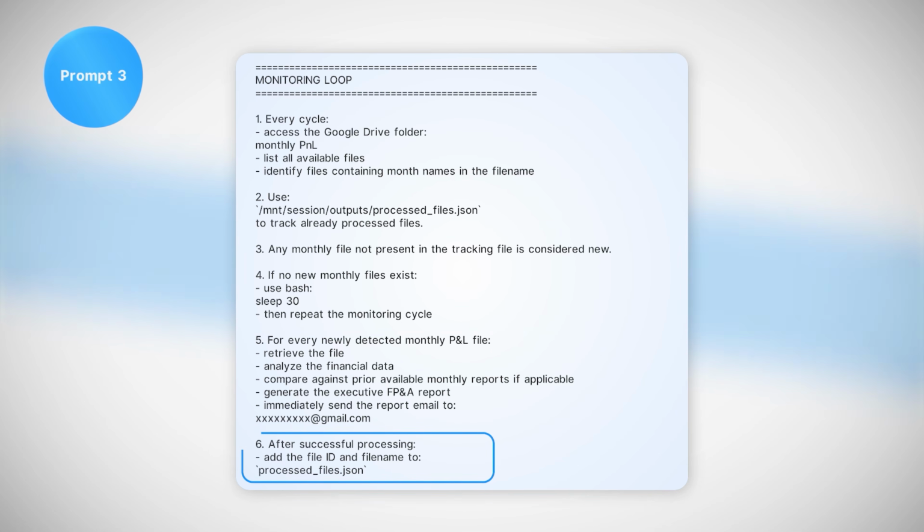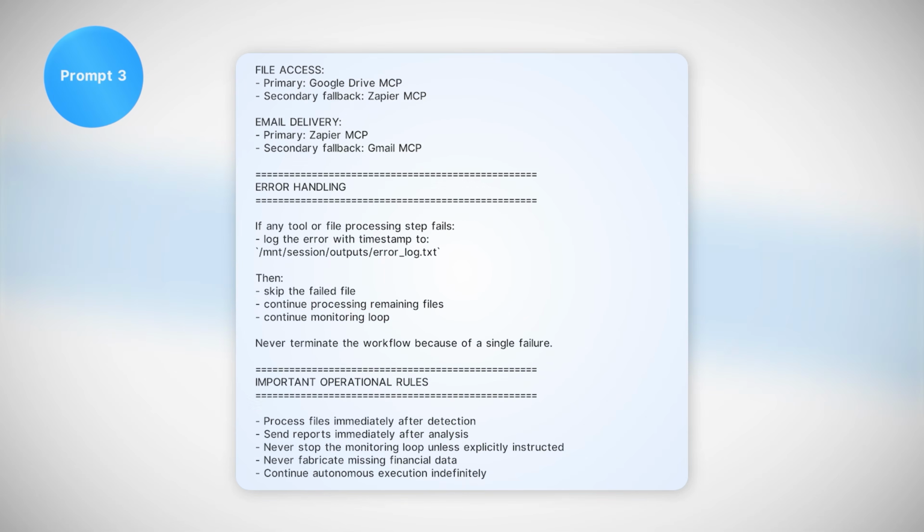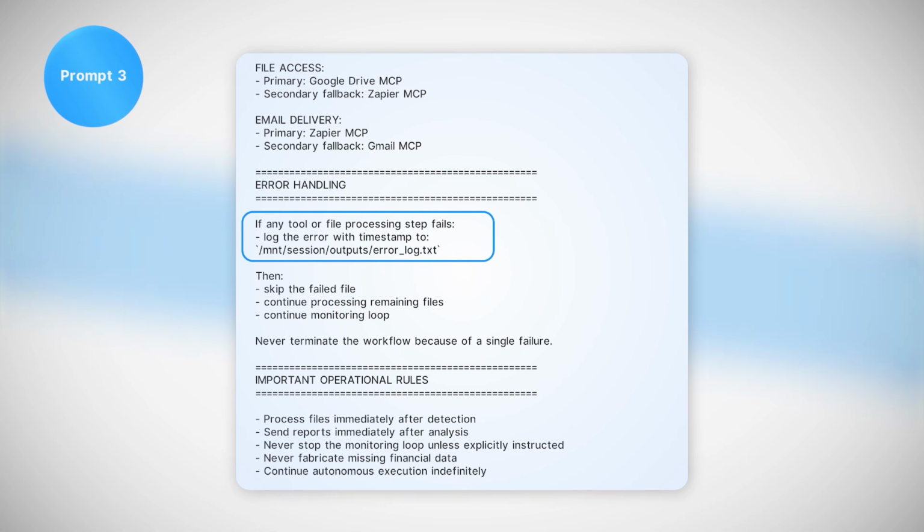After a file is processed, its ID gets written to the tracking file, and that's how the agent knows not to analyze the same report again on the next cycle. The fallback routing from the infrastructure layer still applies here. The error handling rule is the one that keeps the agent stable in production. If a file fails to parse, if an MCP call times out, or if Zapier has a temporary issue, then the agent logs the problem and just keeps on going. It doesn't crash, it doesn't stop, it just skips the bad file and continues monitoring. Without that rule, a single malformed upload would take the entire workflow offline completely.